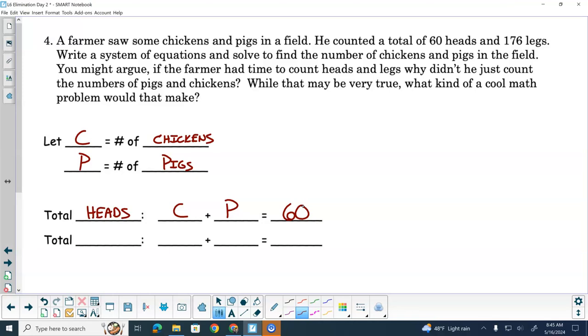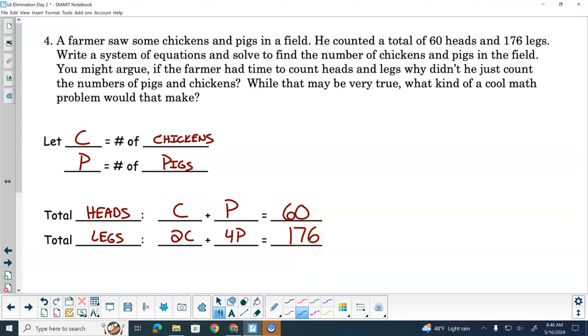Okay. Now get the equation for legs. How many legs does a chicken have? How many legs does 1 chicken have? 2. So that would be 2C, because C is chicken, right? How many legs does a pig have? So that would be 4P. And how many total legs are in the field? 176. There, I've set it up for you. Actually, you guys set it up for yourselves.